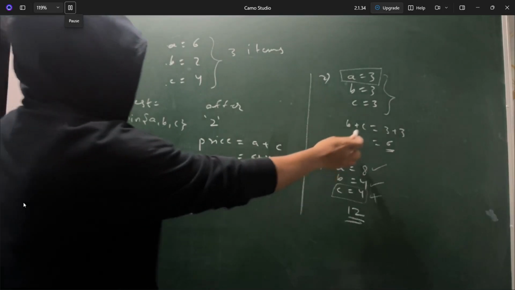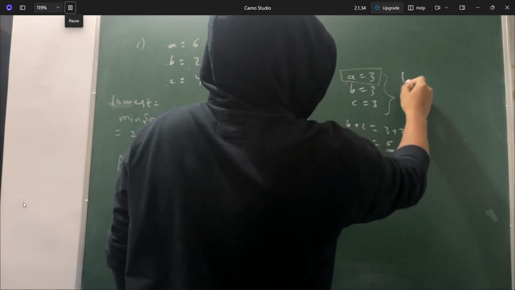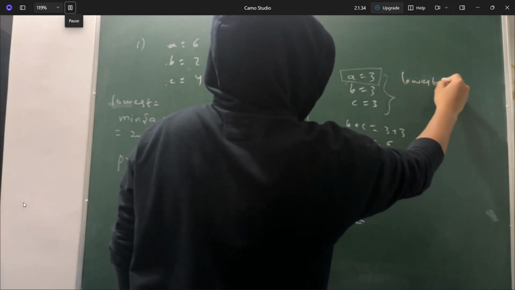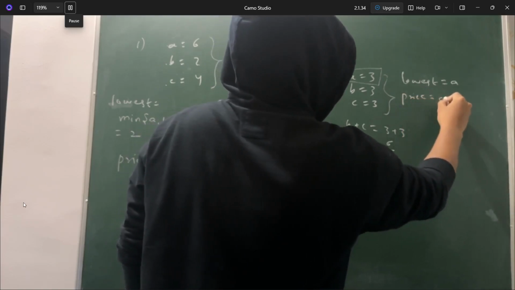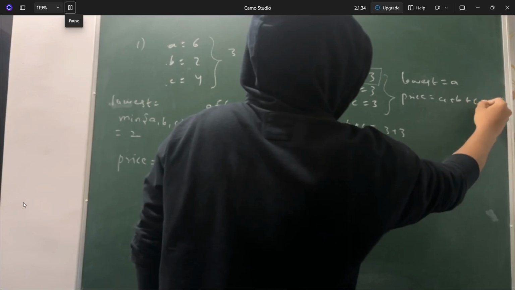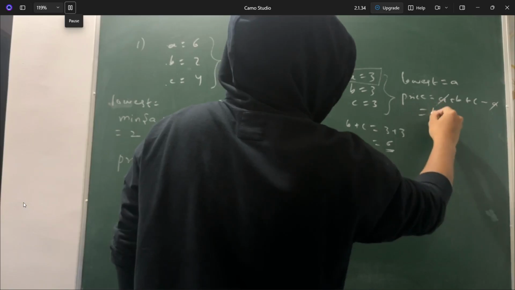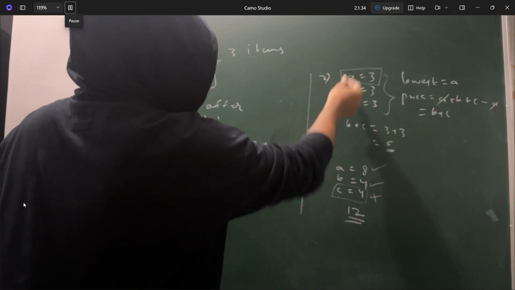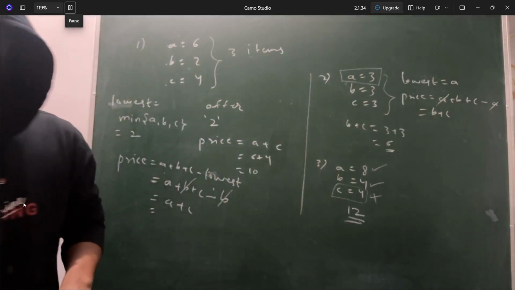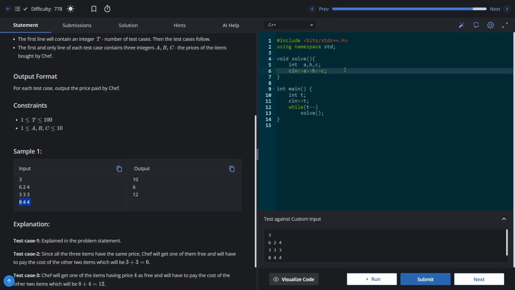In the same way, if the minimum, lowest in this case, is basically A, let's say, the price you are paying is A plus B plus C minus your minimum, which is A. So this is cancelled, and you will be paying B plus C. So basically all the prices will be added and the lowest price will be subtracted, and that will give us our answer. So let's try to solve it.